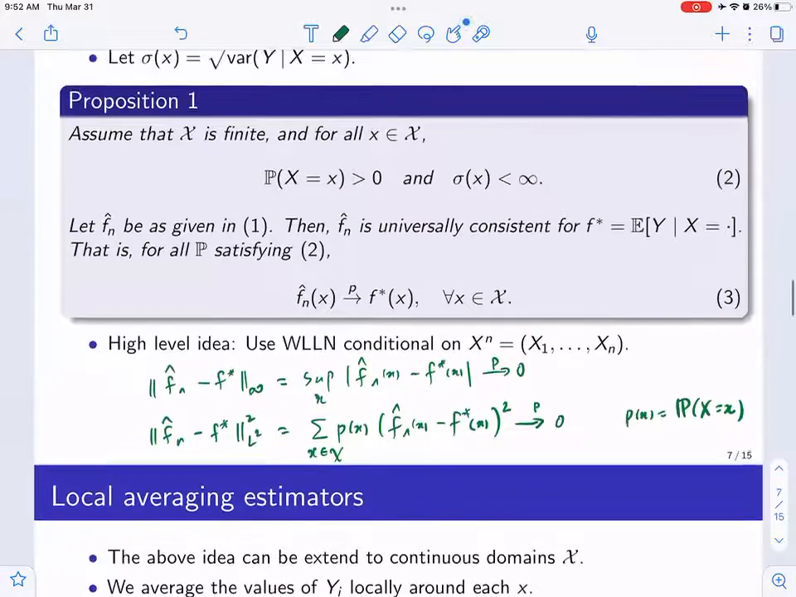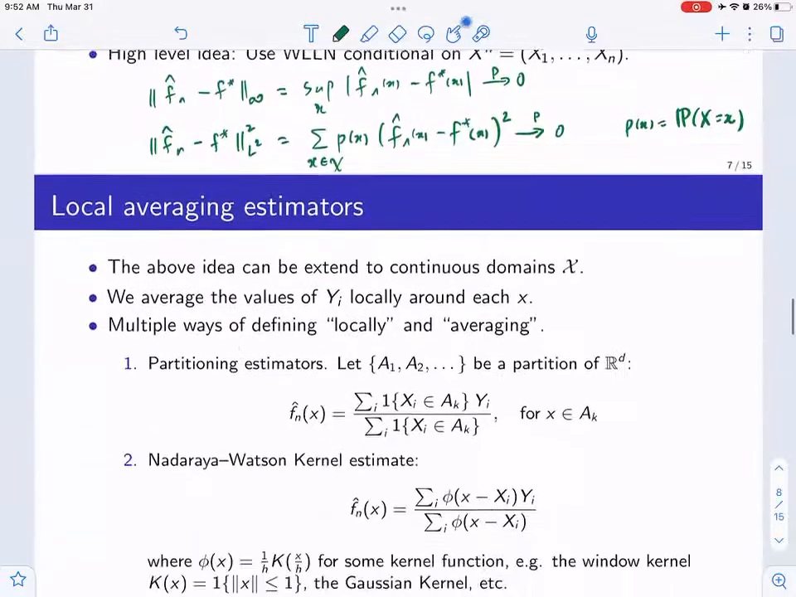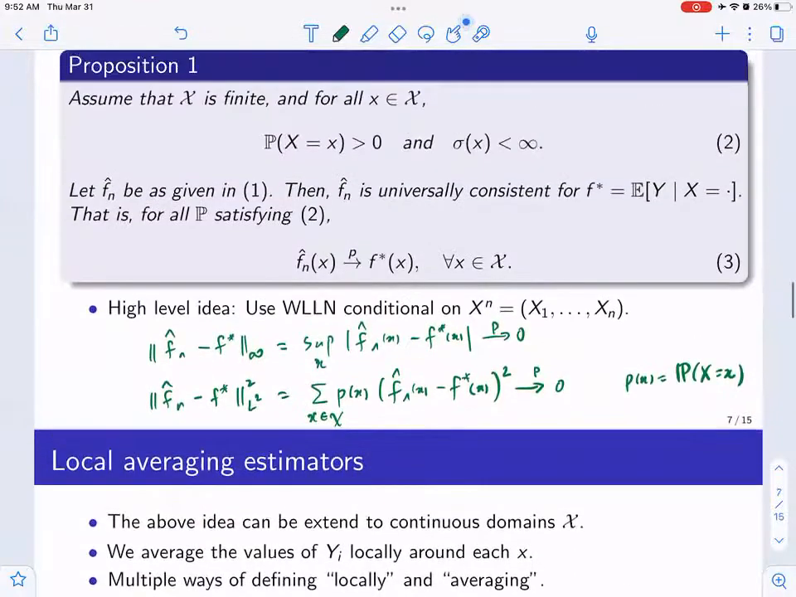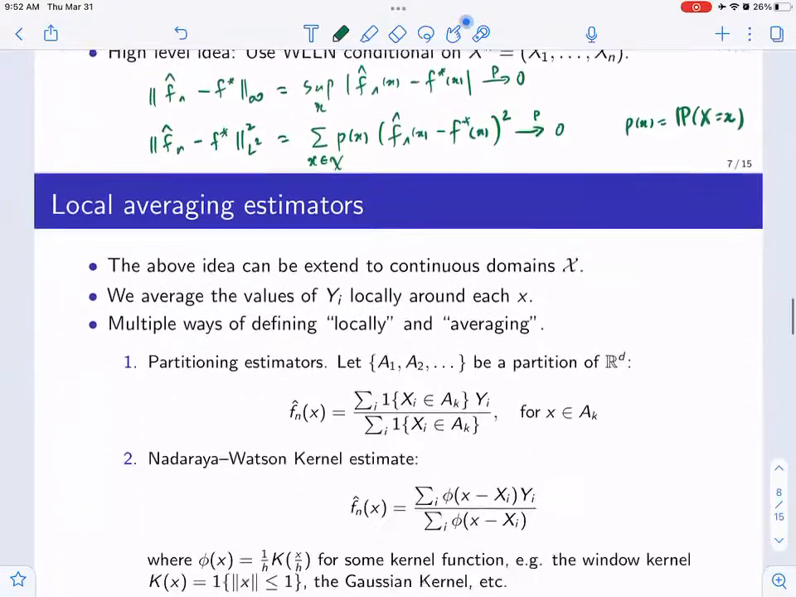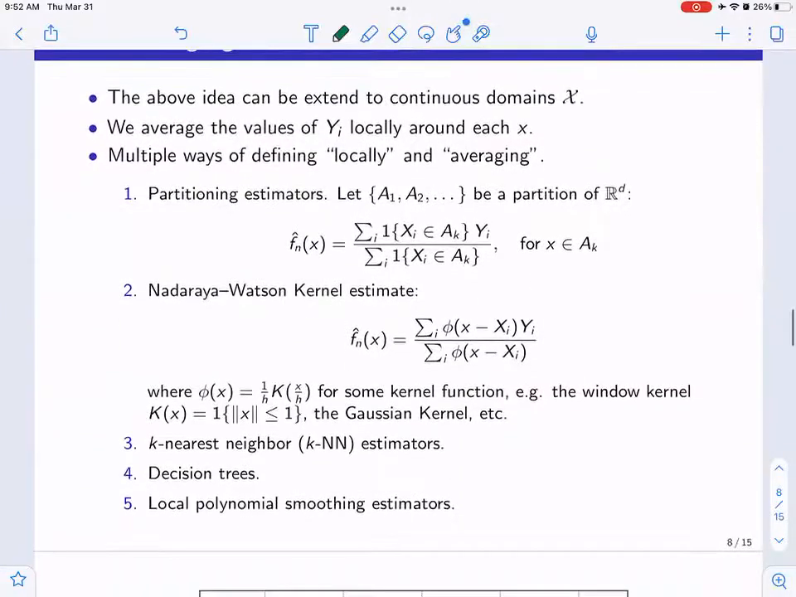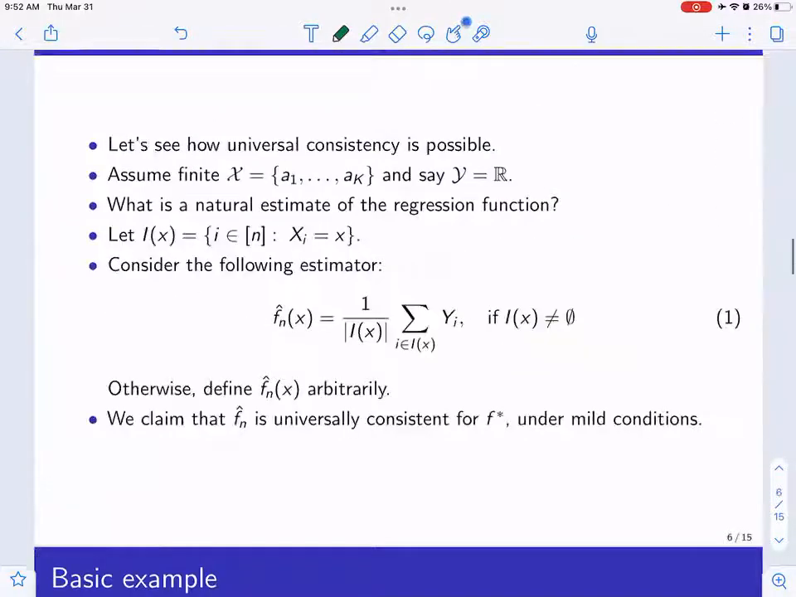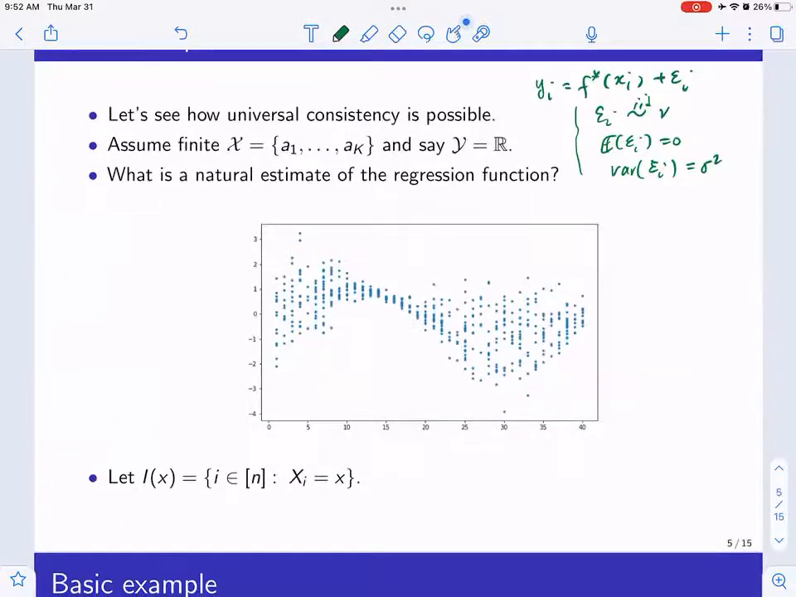So I want to extend these ideas. There's a very general theorem, which is called Stone's theorem, that I'm hoping to talk about in this lecture and the next, that just extends this to a very general setting. It basically answers the question almost completely. The question is: if I remove this assumption that x is finite, should I modify this estimator?